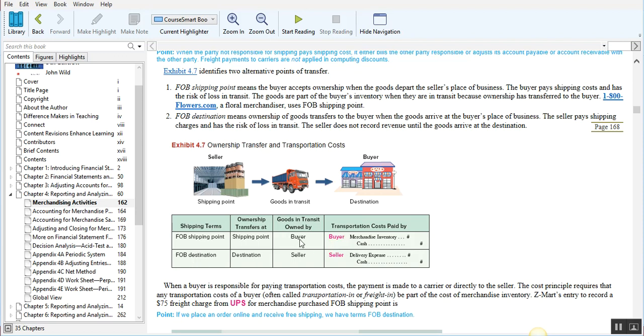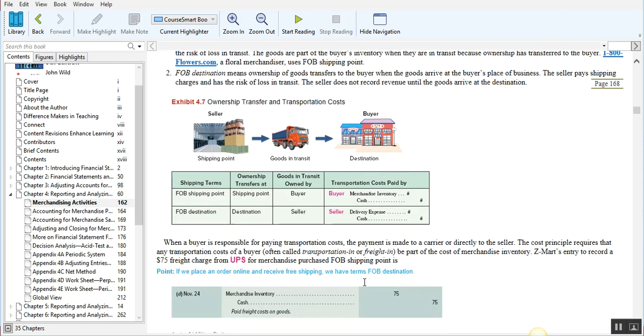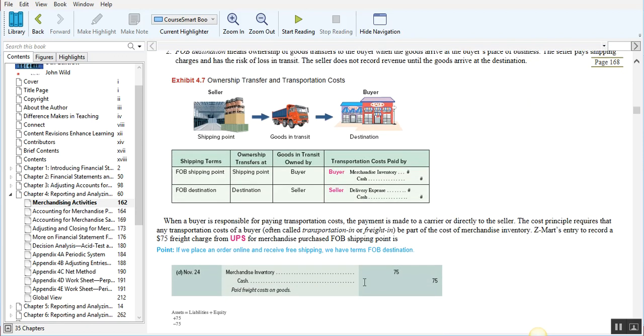So if we're going to do an FOB shipping point where the buyer, we receive the goods, we pay the freight company. We're going to take whatever cost that is that we've paid for in the freight and add it into the cost of merchandise inventory. So we'll have merchandise inventory debit for the cost of the freight and a credit to cash. The seller, on the other hand, if you're selling these goods, you're going to debit delivery expense and credit cash when you pay for that. So there's a lot of different ways that you can deal with this.